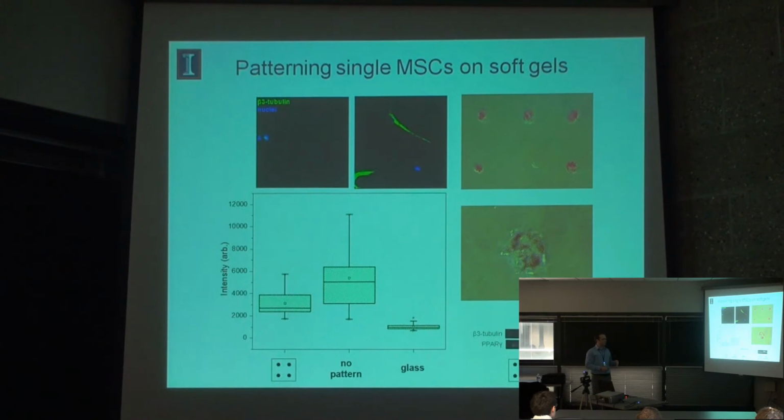And so we're currently exploring this in other systems to look at other differentiation outcomes like muscle and bone, and perhaps finding ways that we can guide neuronal process extension.